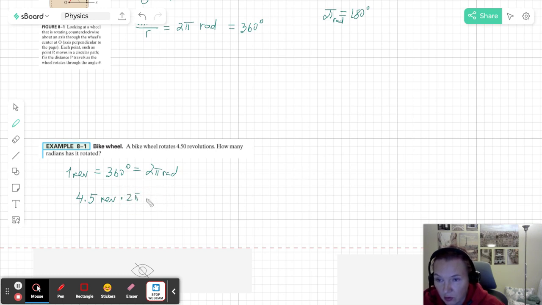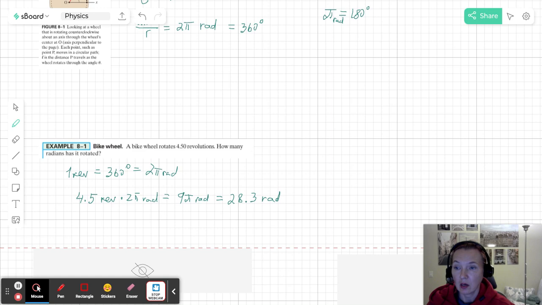That is going to be 9 pi radians. Or if we punch the buttons on the calculator, we will see that it is approximately equal to 28.3 radians.